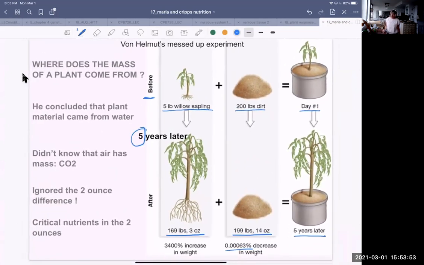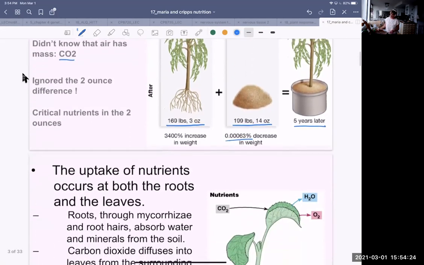Well, he concluded that the plant material came from water because he dried it up and saw that there's a lot of water in that plant. But he didn't know that the air had any mass. He ignored that little 2-ounce difference. And he did not also recognize the minerals that were in the soil at that time.